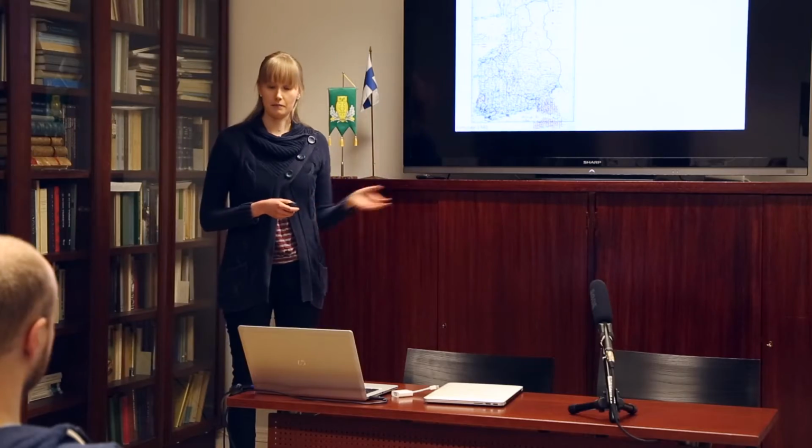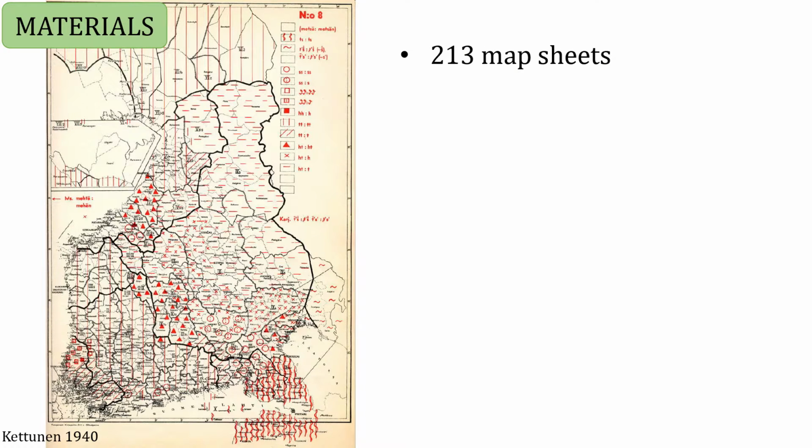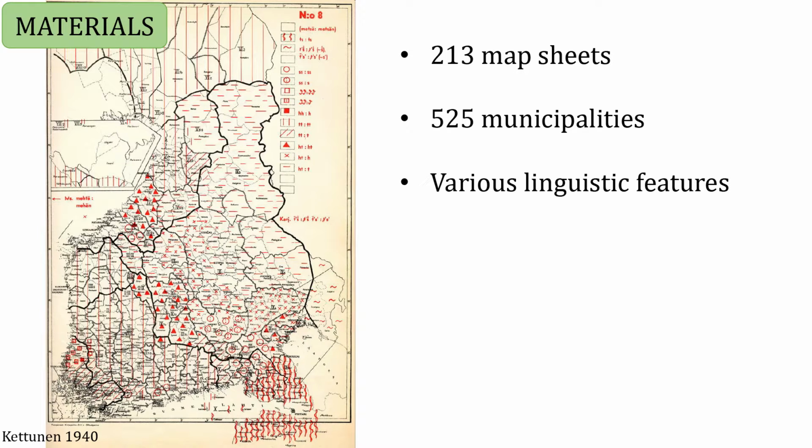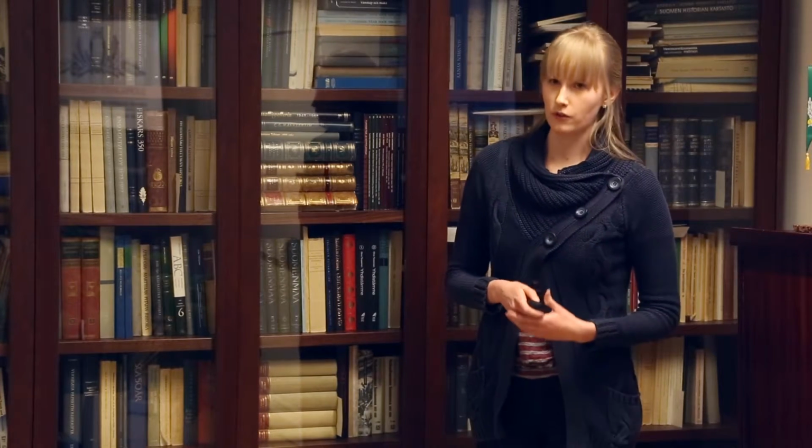And the atlas has these kinds of map sheets. There are in total 213 of these, and there is data of 525 municipalities in total, so it's quite broad data. There are various linguistic features, such as different lexical features, different words, and different ways to say words, and then also morphological and phonological features.